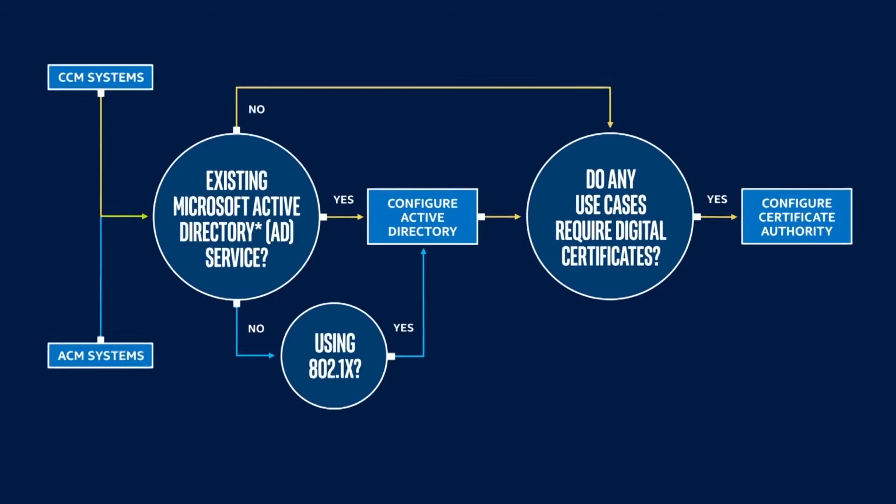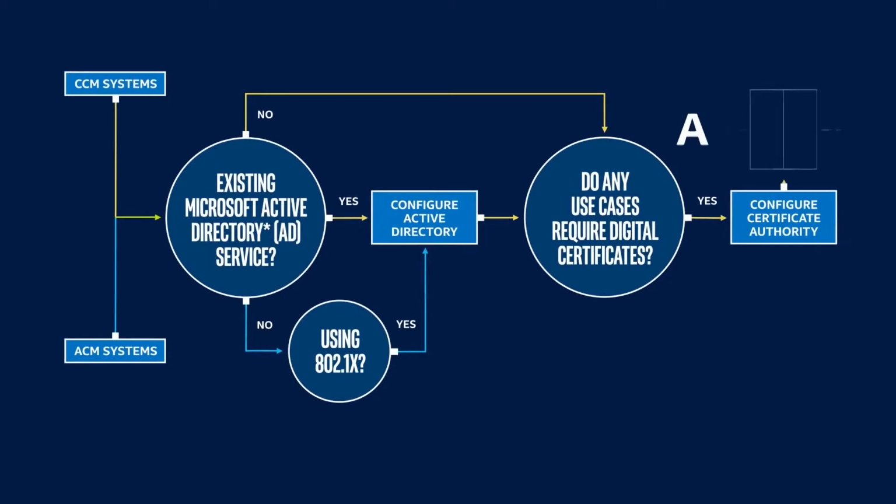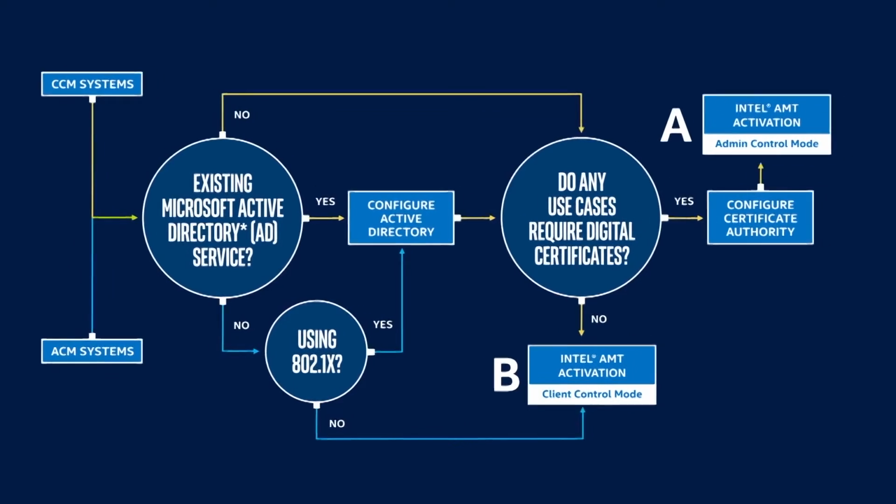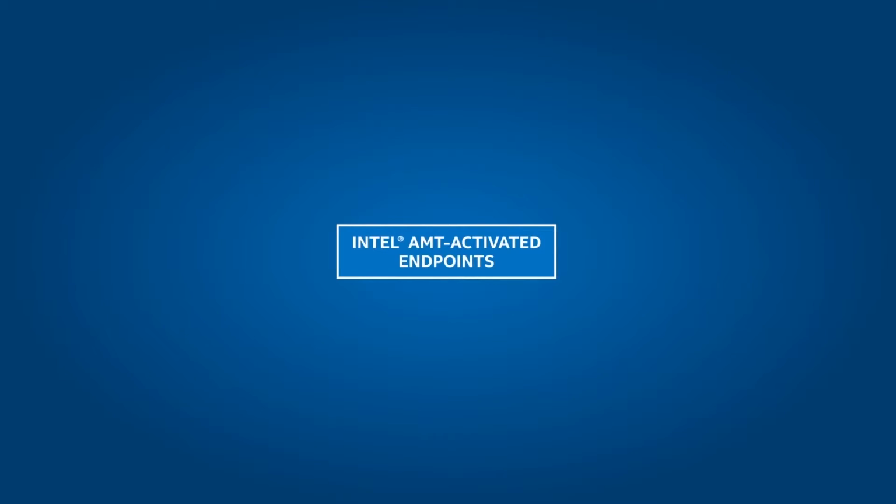In the end, we have two scenarios. On scenario A, we have an AMT-activated endpoint that supports admin control mode, including all remote management operations. And on scenario B, we have an AMT-activated client control mode system with user consent required for full remote control of the device. Once you have AMT-activated endpoints, you need a way to control them.